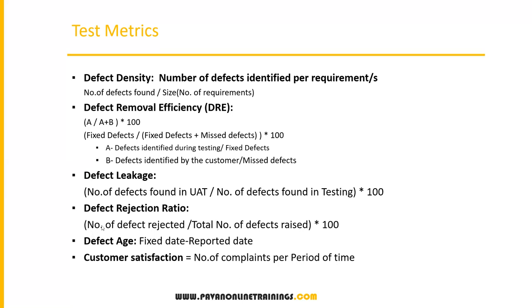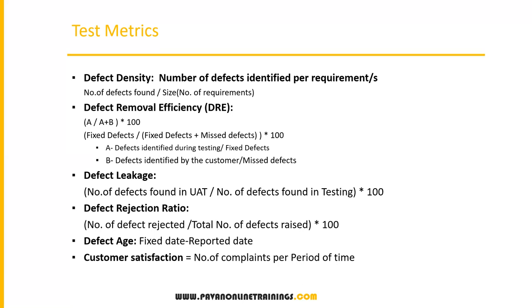So defect rejection ratio means what? Number of defects rejected divided by total number of defects raised, into 100. That will give you defect rejection ratio. And then defect age. How can we calculate defect age? Fixed date minus reported date. From when we reported it to when it got fixed, the number of days in between comes under defect age.